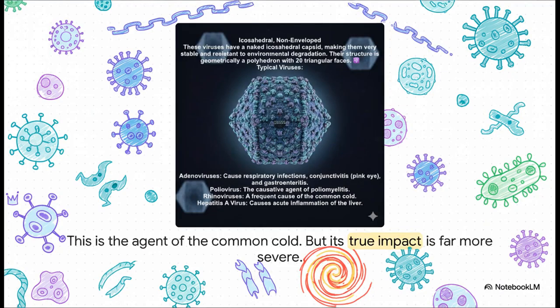So what you're looking at here is the classic icosahedral, non-envelope structure of a human rhinovirus. For decades, this little particle was basically dismissed as a minor league player. But today, we know it's a major driver of severe respiratory disease. It's a story that has been completely flipped on its head, all thanks to molecular science.